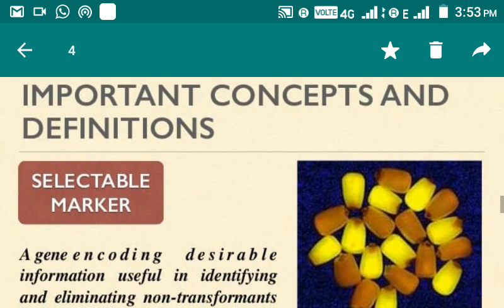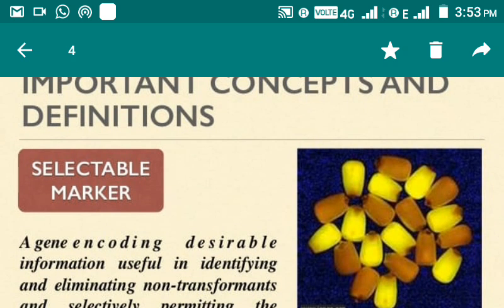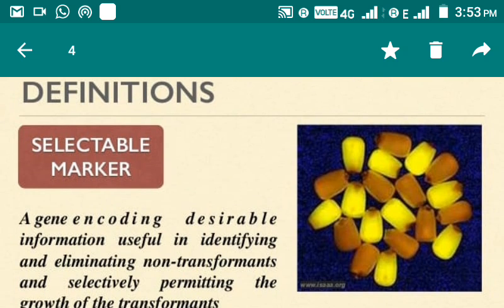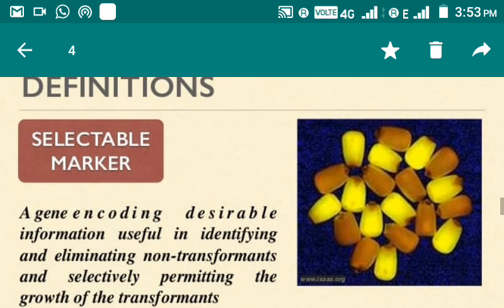Okay, next one is selectable marker genes. Suppose you have transformed a bacterium, now you have to be sure whether that gene of interest is inserted into that vector or not, which one is a transformed cell, which one is not. For that purpose you need a marker which indicates whether that transformation has happened or not.